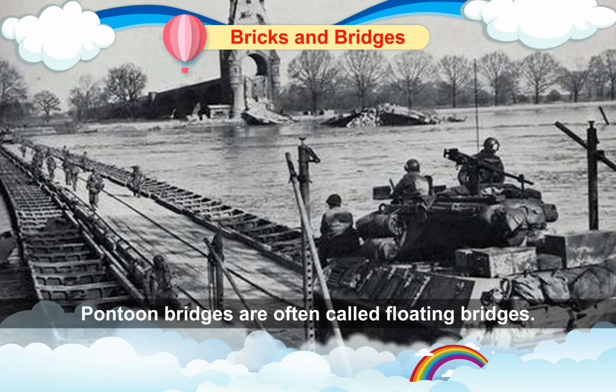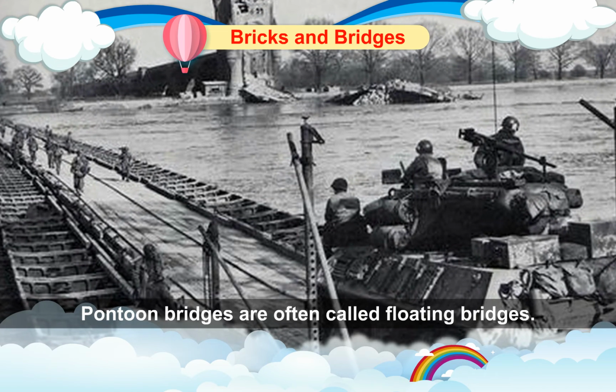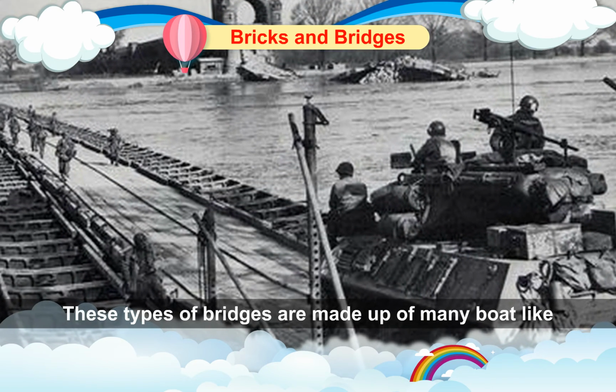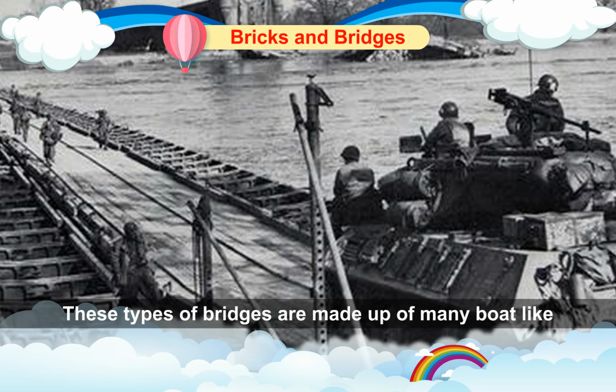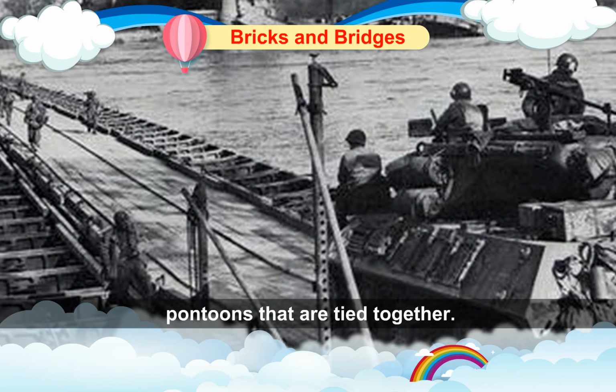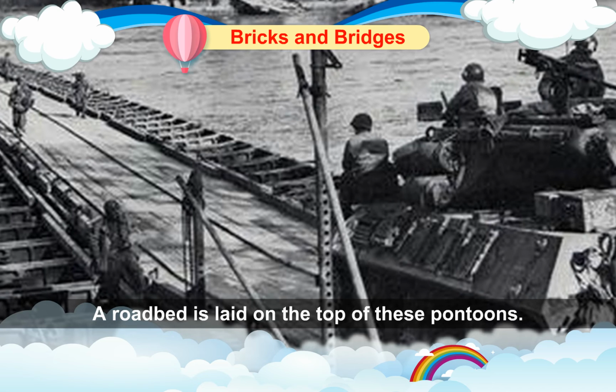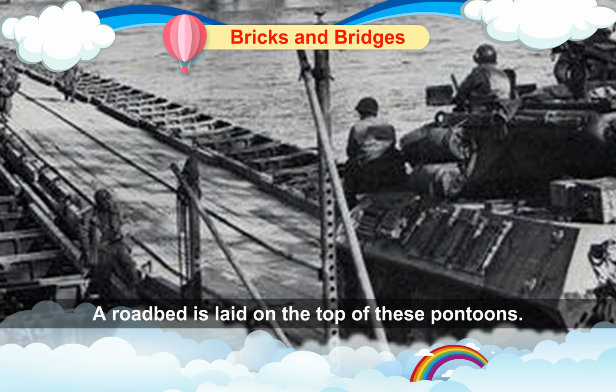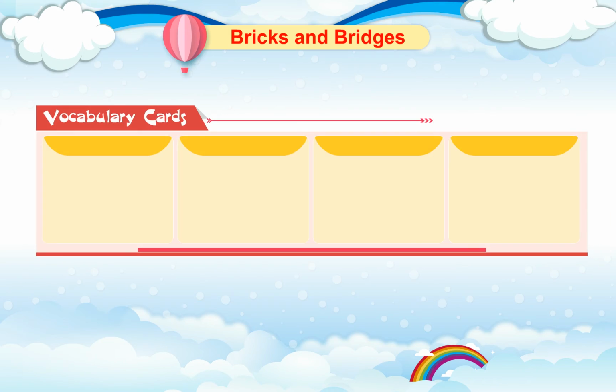Pontoon bridges. Pontoon bridges are often called floating bridges. These types of bridges are made up of many boat-like pontoons that are tied together. A roadbed is laid on the top of these pontoons.